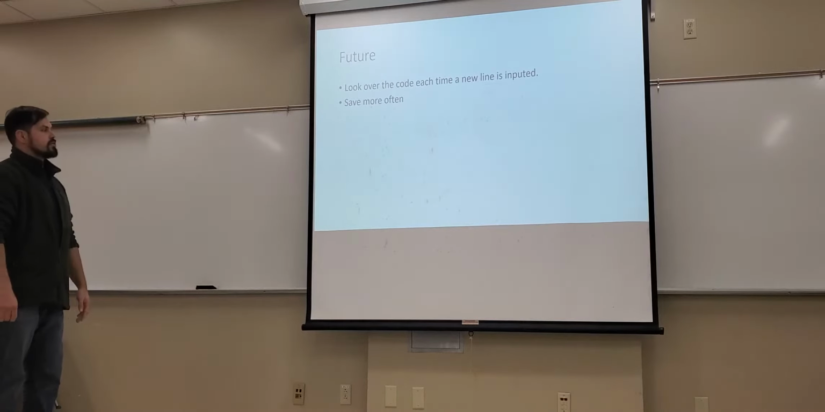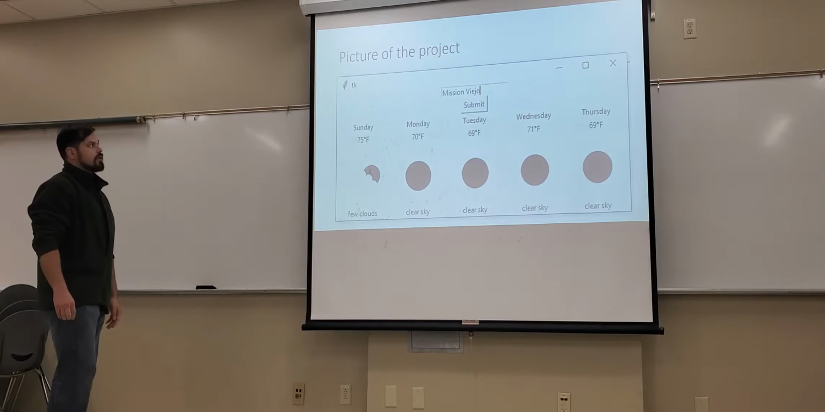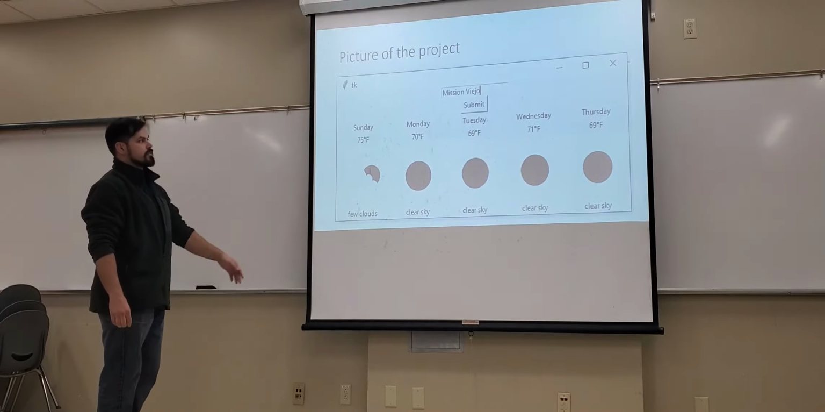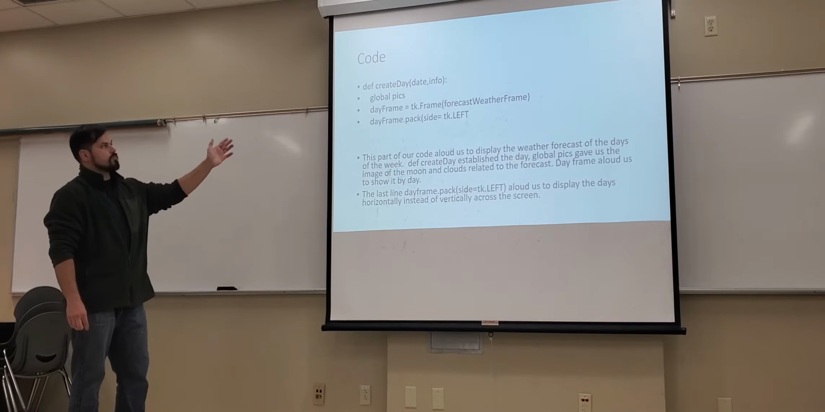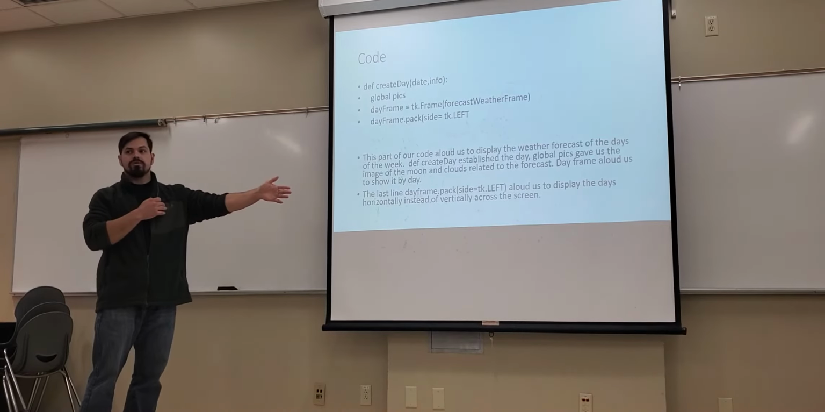I kind of already answered that in the same slide. Future: this is a picture of the end state of the product. I'm picking this because that's where we're at right now. So the part of the code I chose to use for description was how we actually created what we just saw in that picture.